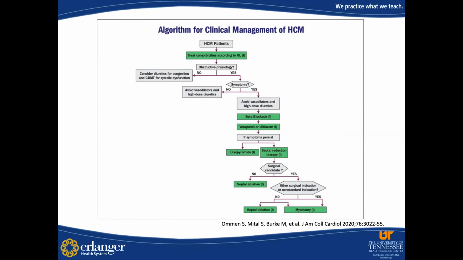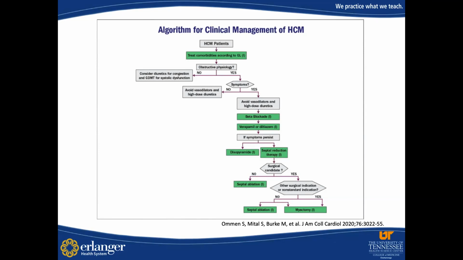If they are symptomatic and do have obstruction, you definitely avoid vasodilators and high dose diuretics. And you really want to get them on a good beta blocker. You can use verapamil as well. Diltiazem can be used also. And if they're still symptomatic on a beta blocker or a calcium channel blocker, that's when you say, okay, now we're going to use some disopyramide, or do they need to go to a surgeon for septal reduction therapy?